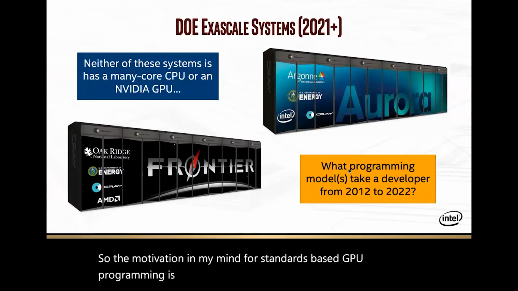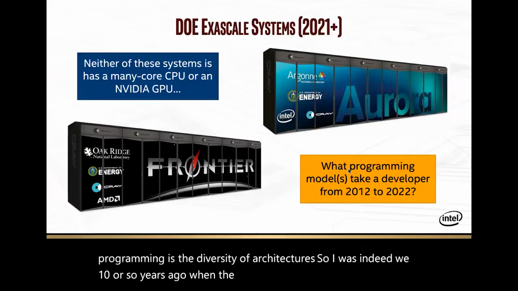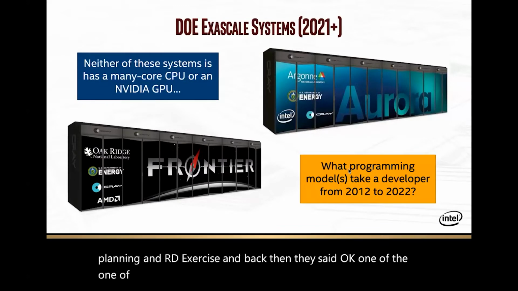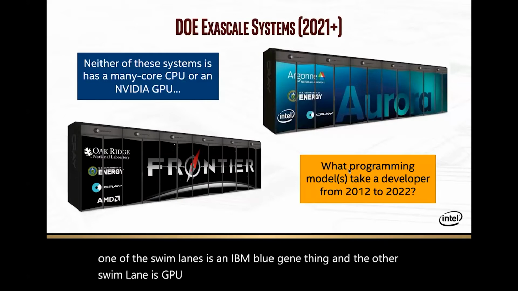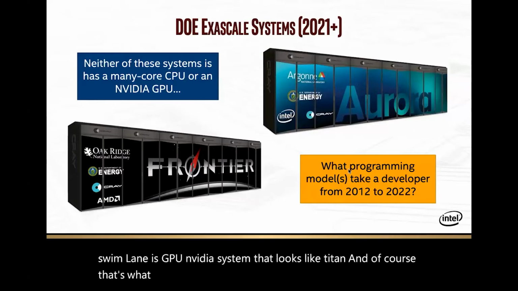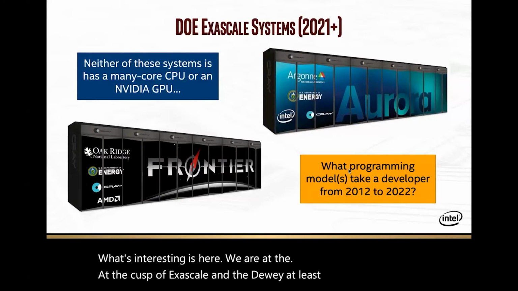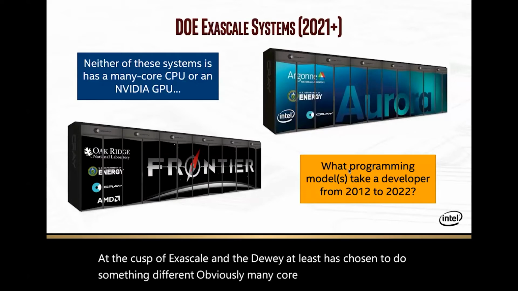So I was in DOE 10 or so years ago when the DOE kicked off its EXASCALE planning and R&D exercise, and back then they said, okay, one of the swim lanes is an IBM Blue Gene thing, and the other swim lane is a GPU NVIDIA system that looks like Titan. And of course, that's what the leading systems were at the time, so it made a lot of sense to start there. What's interesting is here we are at the cusp of EXASCALE, and the DOE at least has chosen to do something different. Obviously, many core, the CPUs now have more cores than Blue Genes did.